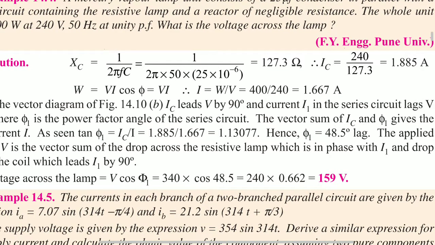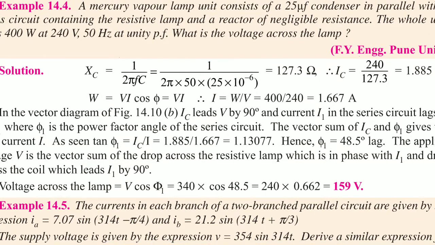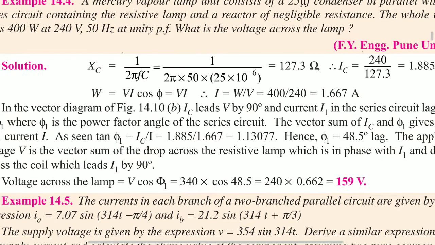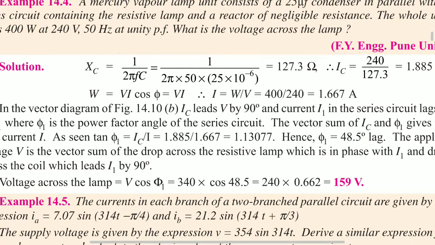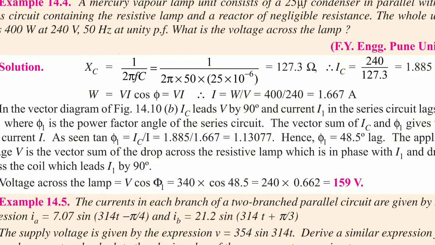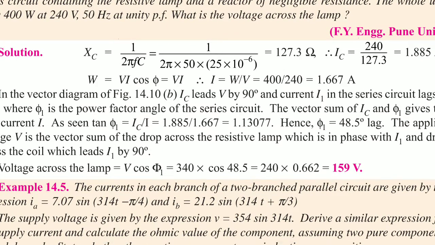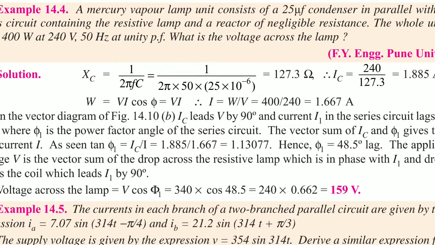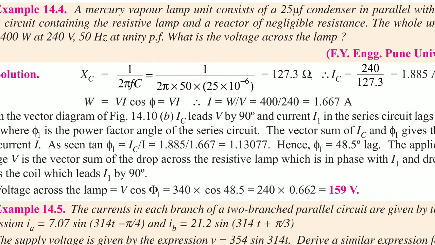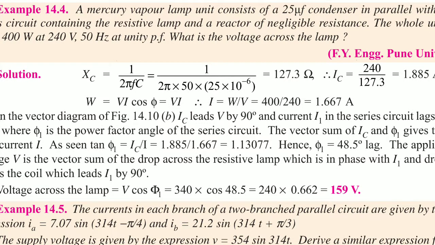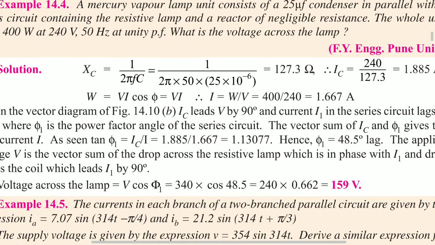So the power formula, P is equal to V I cos phi. Here they have written W is equal to V I cos phi. Here power factor is 1. So the current is determined from this equation. Therefore, I is equal to W by V, 400 by 240, that is equal to 1.667 amps.